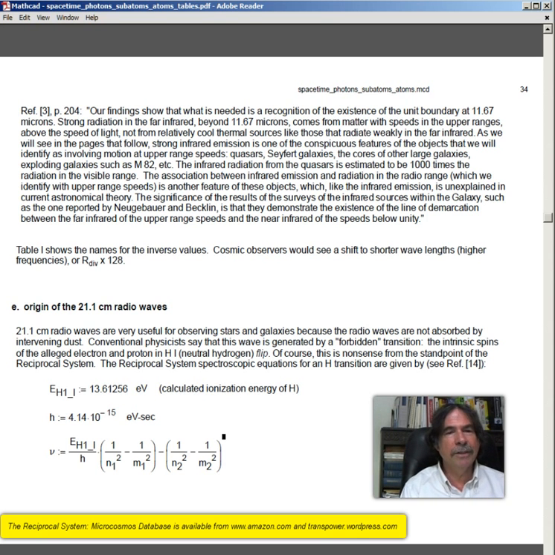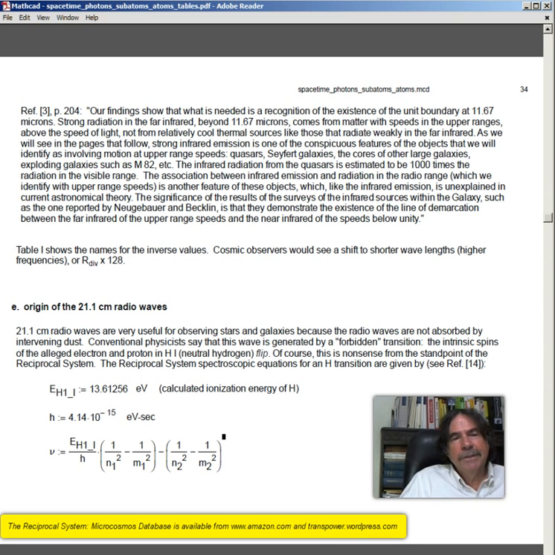The infrared radiation from the quasars is estimated to be 1,000 times radiation in the visible range. The association between infrared emission and radiation in the radio range, which we identify with upper range speeds, is another feature of these objects, which, like the infrared emission, is unexplained in current astronomical theory. The significance of the results of the surveys of the infrared sources within the galaxy, such as the one reported by Neubauer and Beckman, is that they demonstrate the existence of the line of demarcation between the far infrared of the infrared speeds and the near infrared of the speeds below unity.